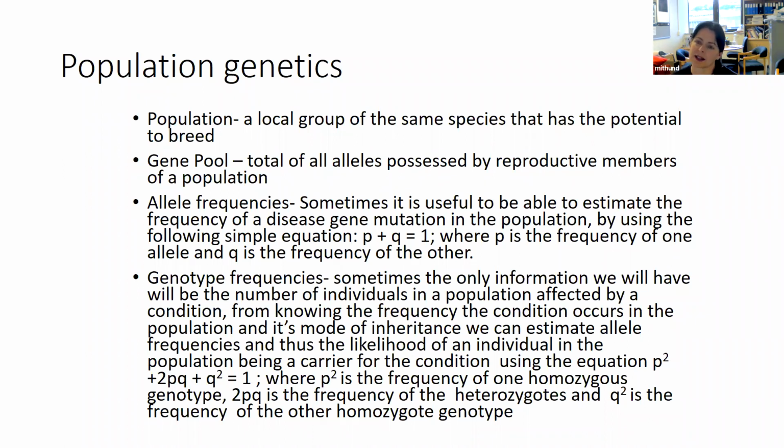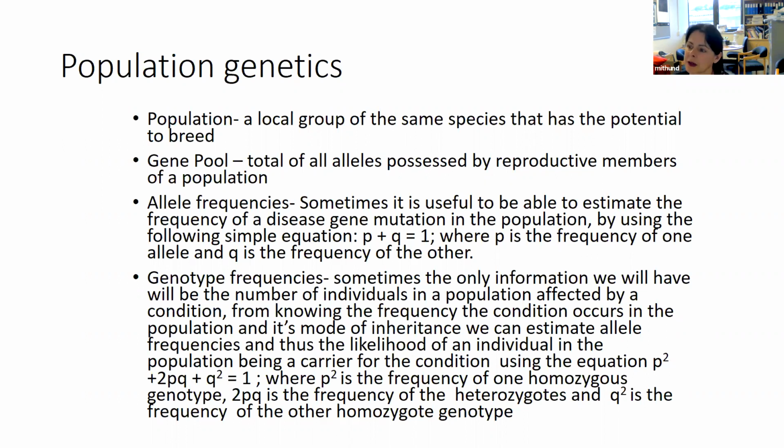So population genetics is just the math side of genetics. It's working out the likelihood of different genotypes in a given population. And when we talk about a population, we mean a local group of the same species that has the potential to breed. Their gene pool is then all the alleles that reproductive population has.